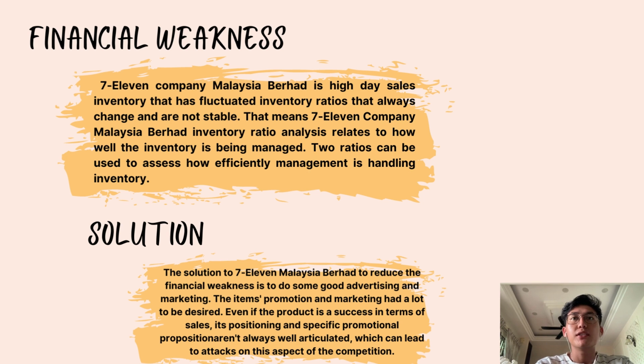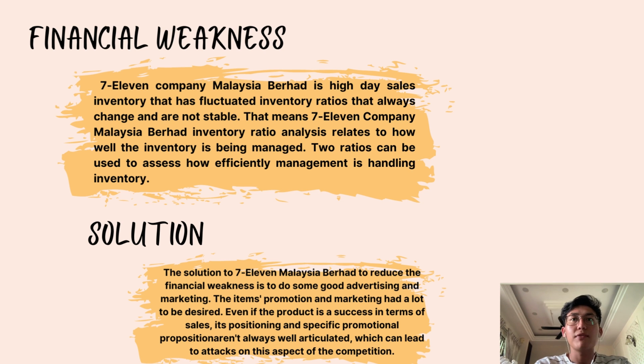Okay, the next part is the weakness of 7-Eleven Malaysia Berhad. 7-Eleven Malaysia Berhad has high days sales of inventory and a fluctuating inventory ratio that always changes and is not stable. That means 7-Eleven Malaysia Berhad's inventory ratio analysis relates to how well the inventory is being managed.